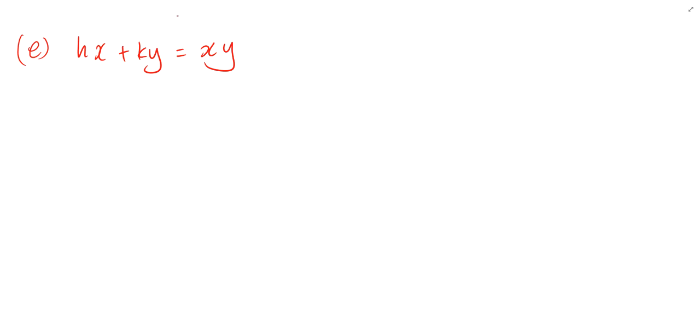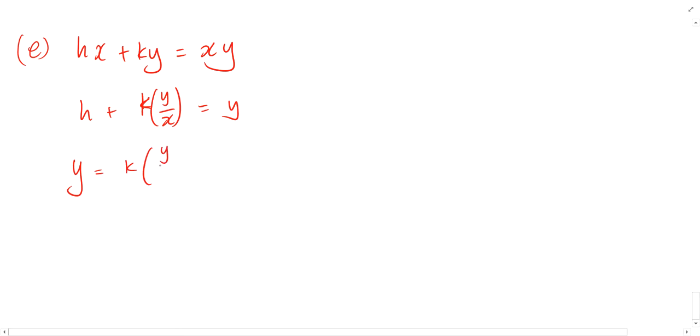Divide by x. Okay, let's divide by x. h plus ky over x equals y. Is this a linear form already? Yes. Let's rearrange. y equals ky over x plus h. So big Y equals y, M equals k, big X equals y over x, and C equals h.